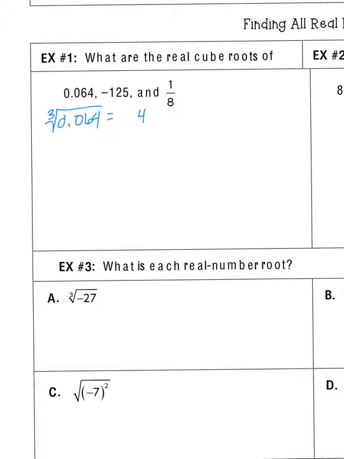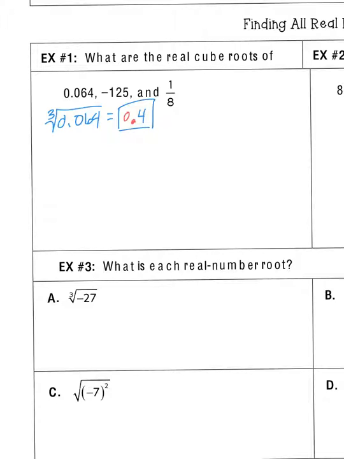Then, to figure out the decimal, there are 1, 2, 3 decimal places. However many decimal places there are, you're going to divide that by the index. So 3 decimal places divided by 3 means I have 1 decimal place. So I'm going to put my decimal where there would only be 1 decimal place. I'm going to add a 0 just so you can see my decimal point. So it's 0.4.